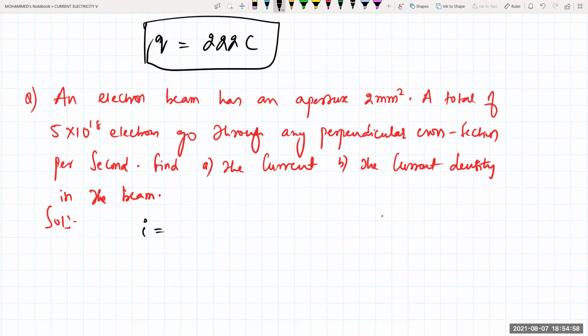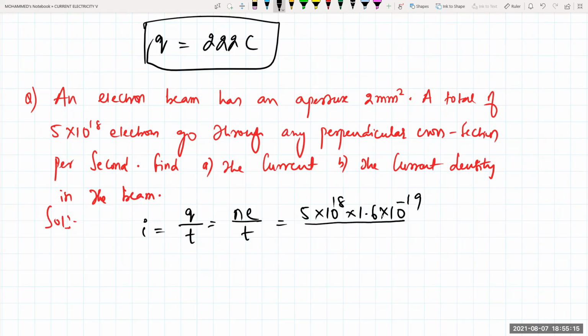So he's asking the current. I is equals to what? Q by T. How many electrons are going? N into E divided by T. N is given as 5 into 10 to the power of 18. Charge of electron 1.6 into 10 to the power of minus 19. In how much time? Per second. See how much I'm getting this one?